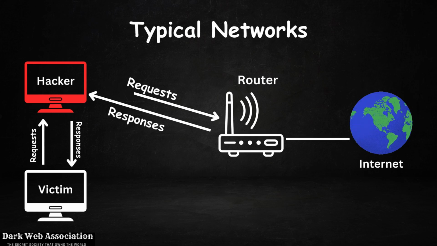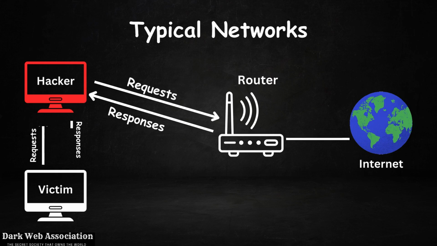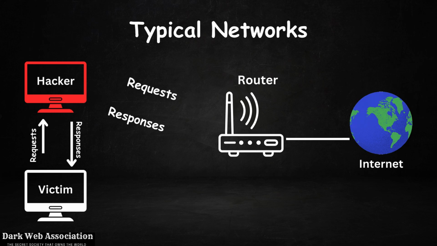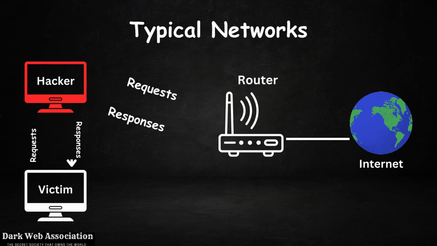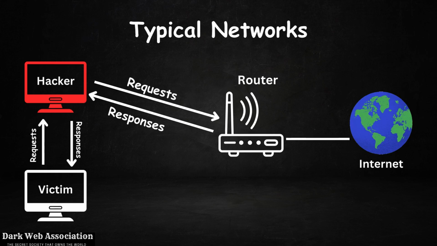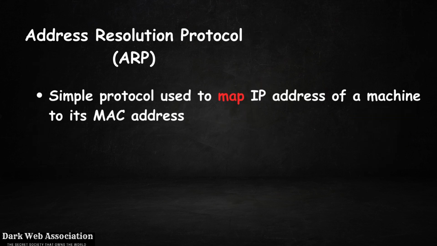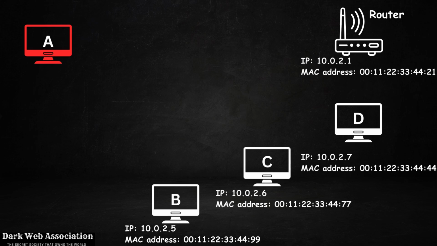So as you can see, this is a very serious and very powerful attack. And the reason why it is possible is because ARP is not very secure. Now for us to understand how this works, you need to have a basic understanding of what ARP is. ARP stands for Address Resolution Protocol, and it's a very simple protocol that allows us to link IP addresses to MAC addresses. So for example, let's say we have a network here.